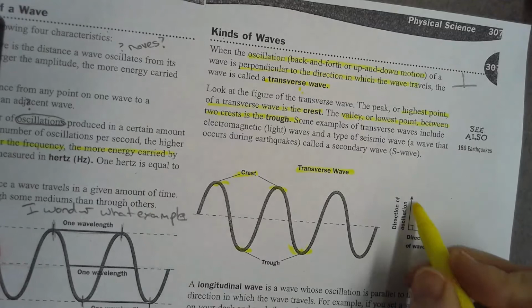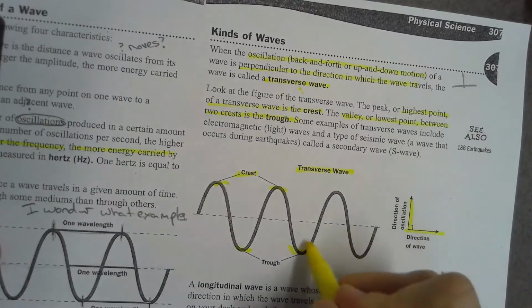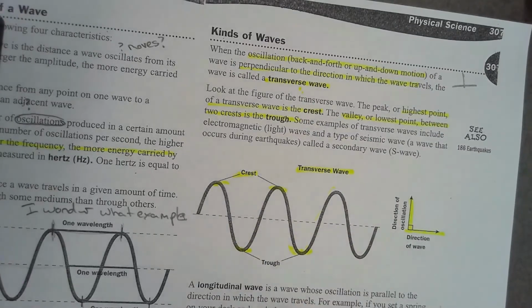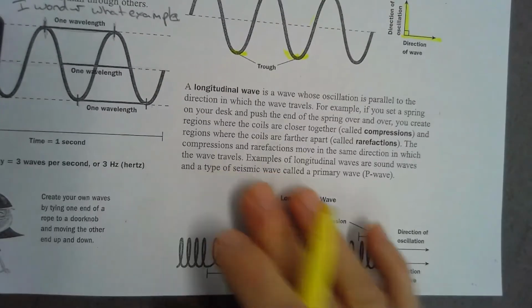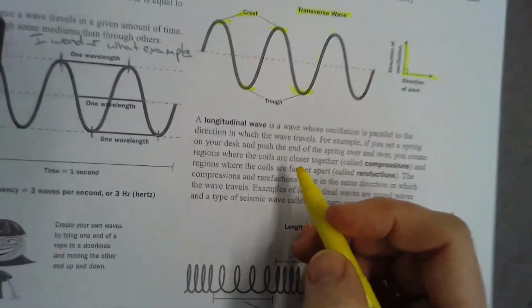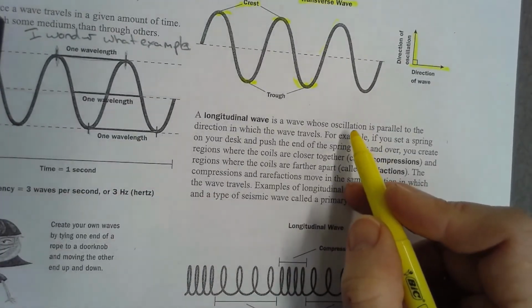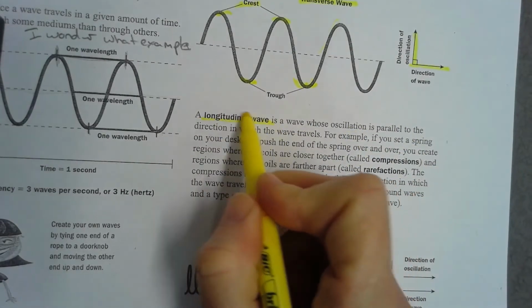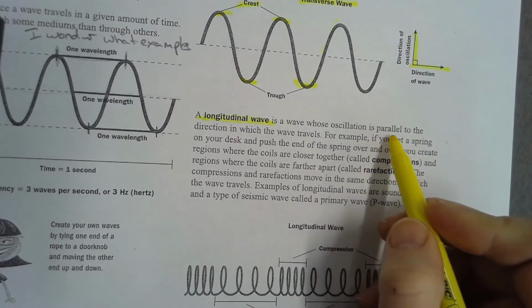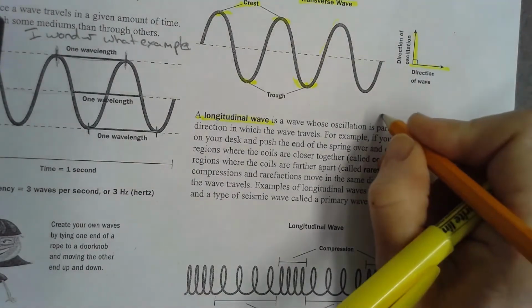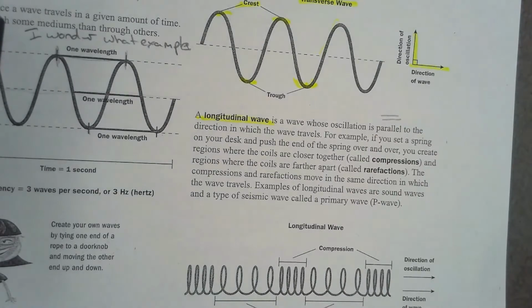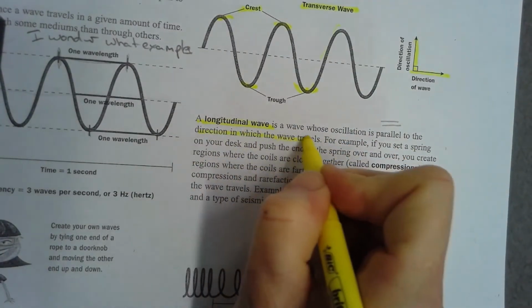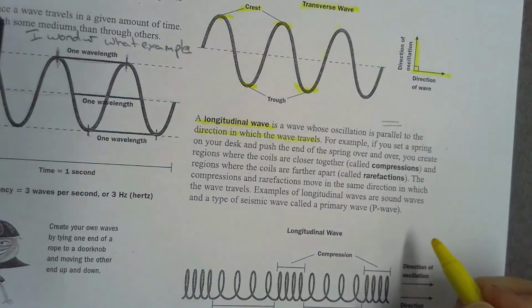So here again it shows what perpendicular means. So the wave is going up and down to this rest position. Okay, now I have a second type of wave. A longitudinal wave is a wave whose oscillation, and that means movement, the motion, is parallel. So again, parallel I know from math means like this, to the direction in which the wave travels. So really you're naming the waves by the way that they travel.